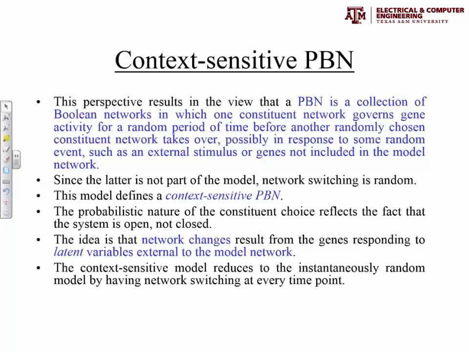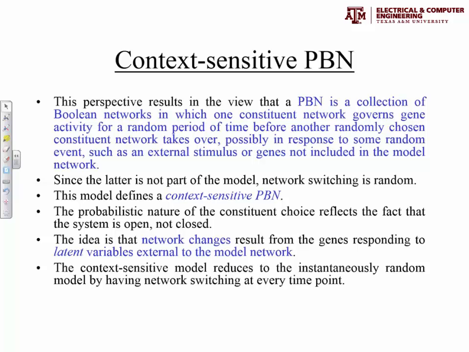So this model defines what is called a context-sensitive PBN. And the probabilistic nature of the constituent choice reflects the fact that the system is open, not closed. So we don't have the system modeled 100%. Even if you're doing deterministic modeling, you can never model 100%. You'll have some modeling errors. So the idea is that network changes result from the genes responding to latent variables external to the model network.